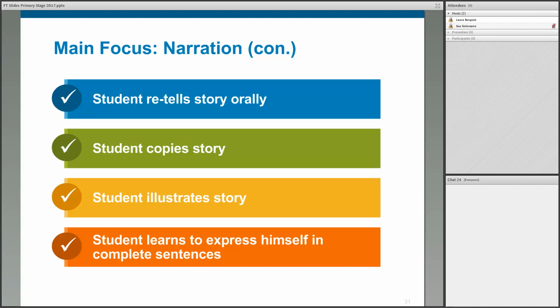I do want to point out one more thing. This act of narrating the story is an important part of learning how to write. It's actually a composition skill. It provides practice for the student in expressing himself in complete thoughts.